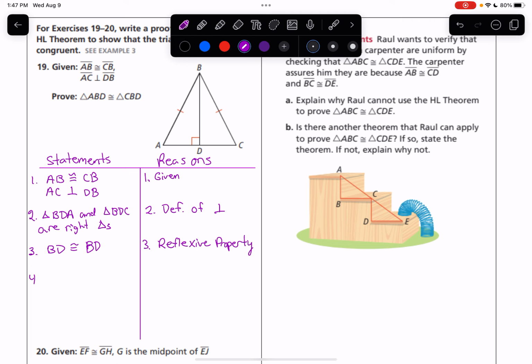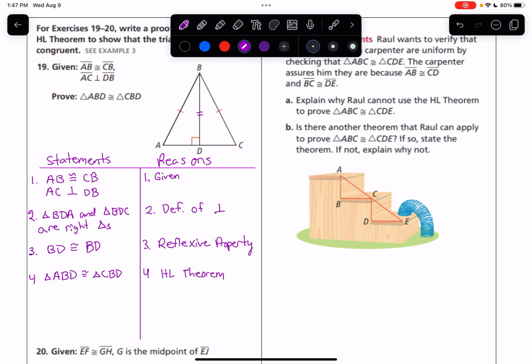Number 4 then, here, let me mark that in. Number 4, let's see. We want to prove that these triangles are congruent, and we have right triangles, we have the hypotenuse is congruent, and we have a pair of legs congruent. So we can say that triangle ABD is congruent to triangle CBD by the hypotenuse leg theorem.